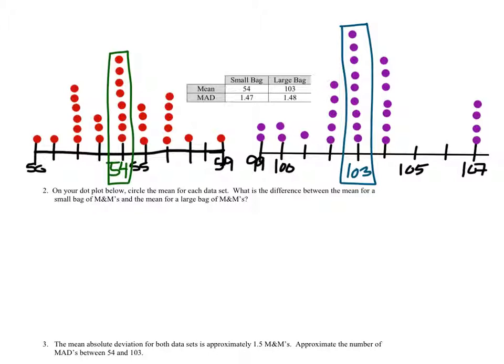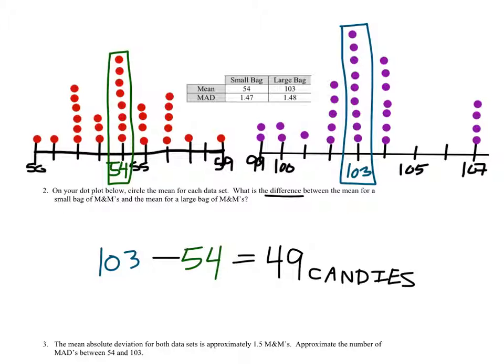So what's the difference between the mean for a small bag of M&Ms and the mean for a large bag of M&Ms? Well, the difference is subtraction. So we are going to be subtracting these. We got 103 minus the 54 for a total of 49 candies. 49 M&Ms is the difference between the 2 averages for both bags.